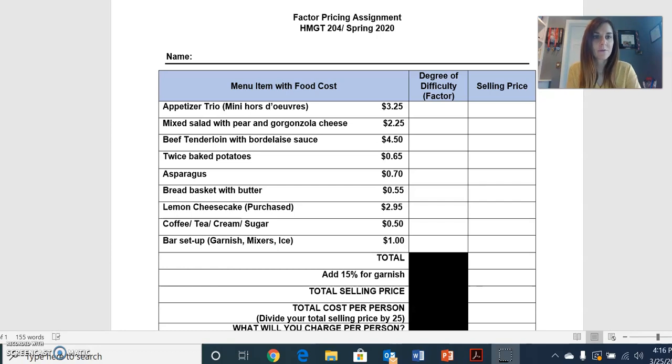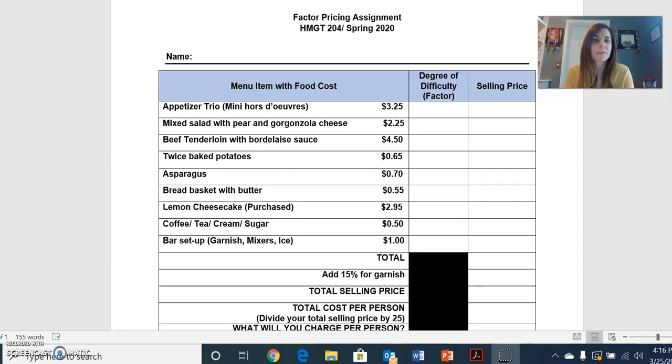This is your assignment for today. Consider this like a class assignment. This is something that we would normally do in the classroom after the pricing lecture. So this is going to help you calculate and put into plan the factor method that I discussed during lecture.